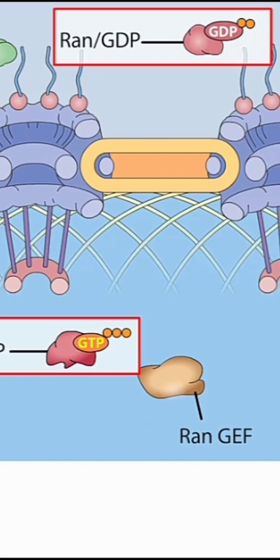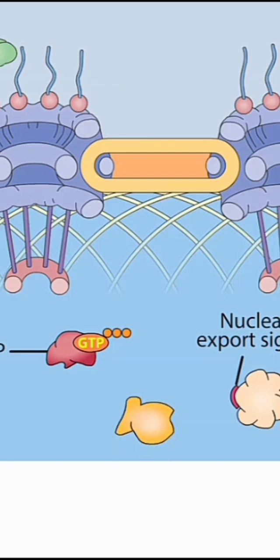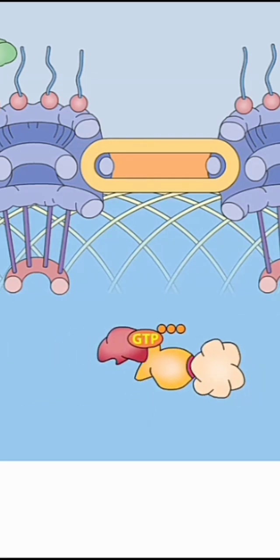Similar to imported proteins, proteins are targeted for export from the nucleus by specific amino acid sequences called nuclear export signals. Nuclear export signals are recognized by receptors within the nucleus called exportins, which direct protein transport through the nuclear pore complex to the cytoplasm. RAN-GTP promotes the formation of stable complexes between exportins and their cargo proteins. Note that this same form of RAN does the opposite for importins and their cargoes.